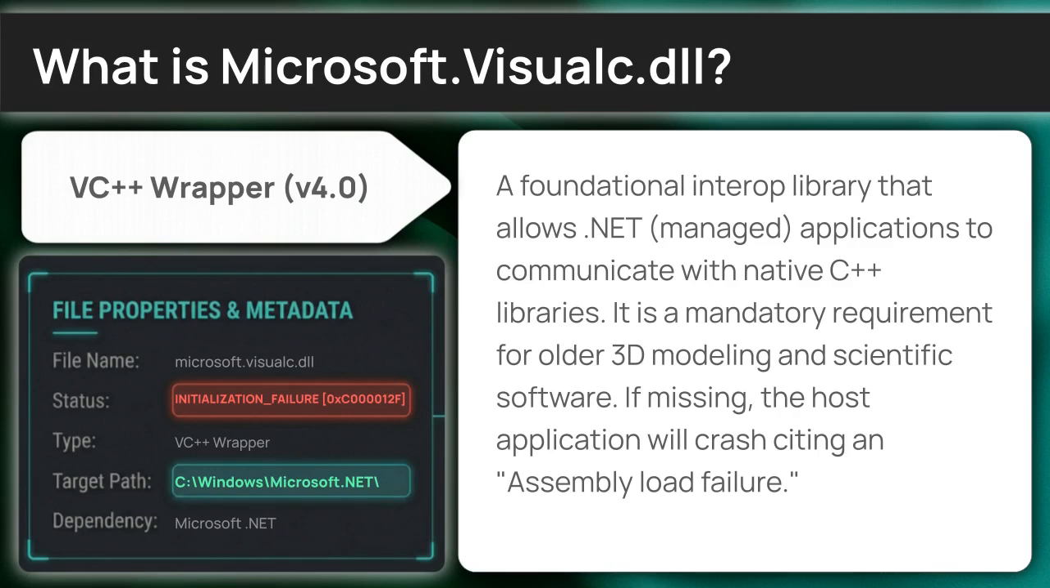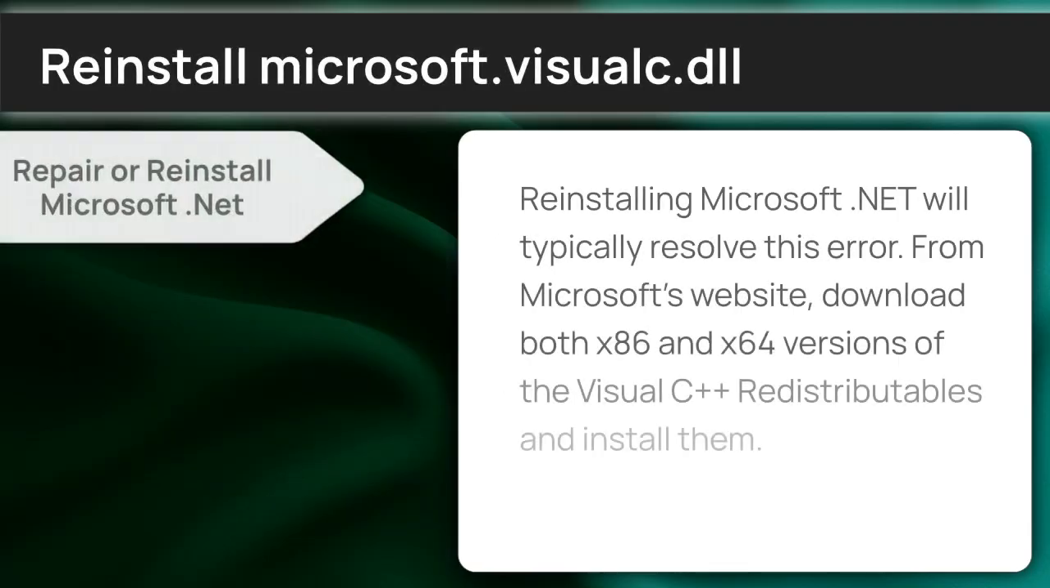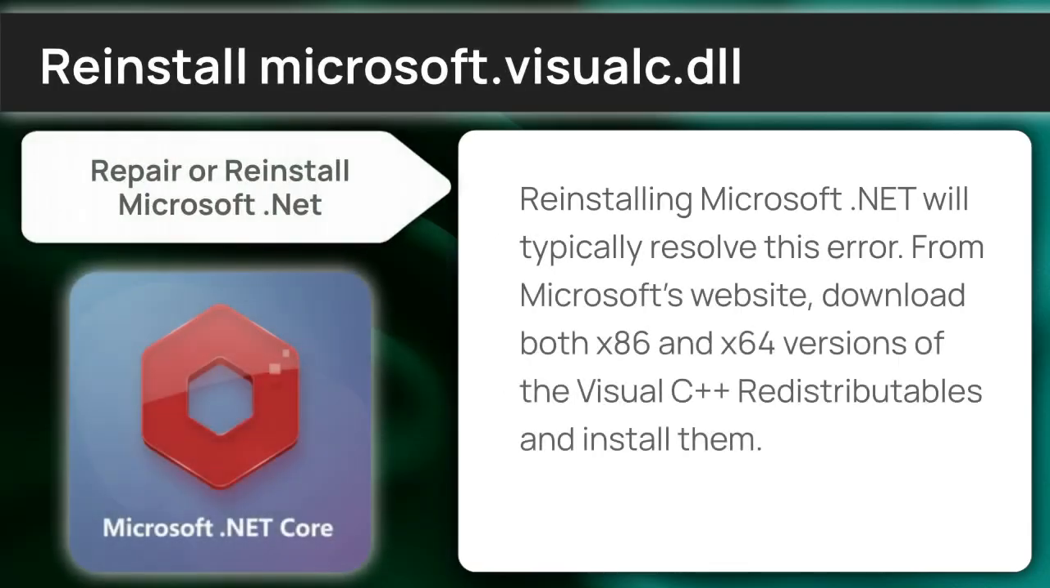Now let's apply the fix by reinstalling the shared system library. Reinstalling Microsoft .NET will typically resolve this error. From Microsoft's website, download both x86 and x64 versions of the Visual C++ redistributables and install them.